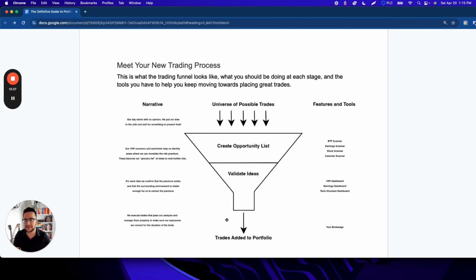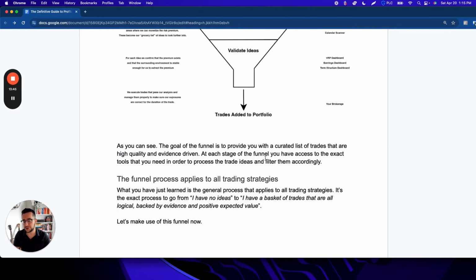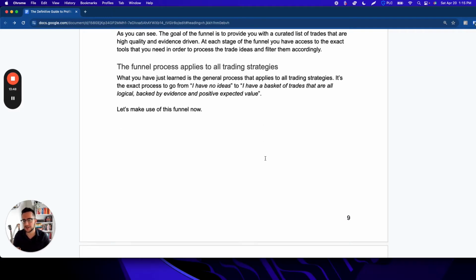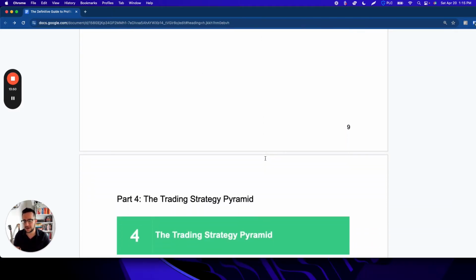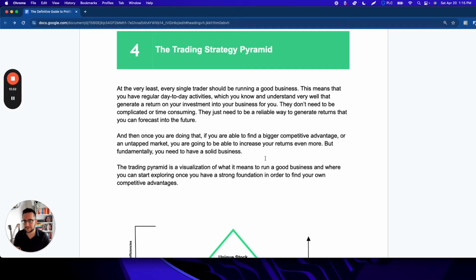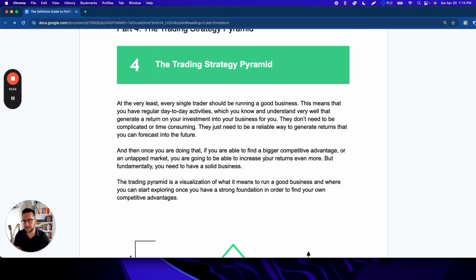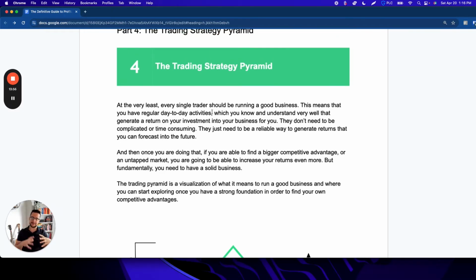We know that this applies to basically every trading strategy. So what we need to do now is talk about the different types of strategies we can be doing. And we came up with another visualization or model for you to really understand this, called the trading pyramid. The reason we have this trading pyramid is because the thing is this, right?